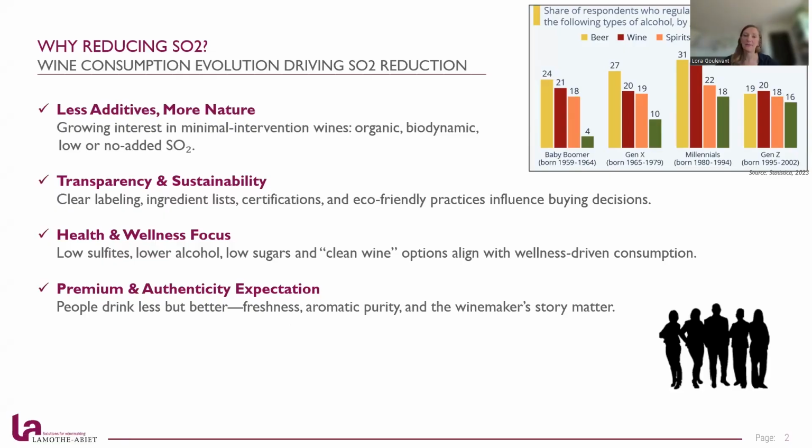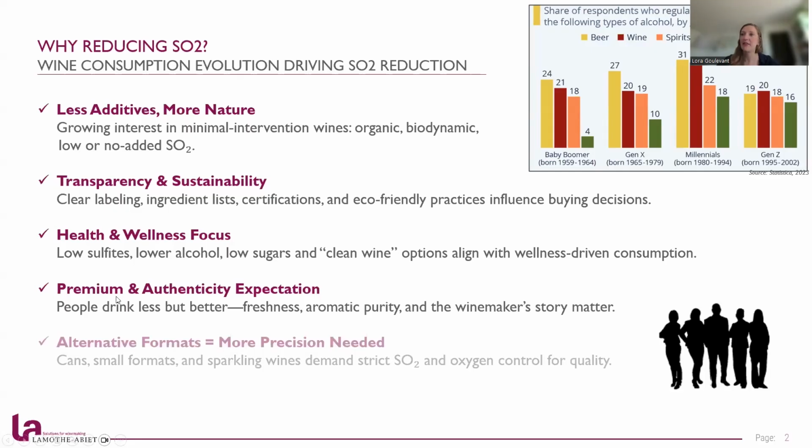And then, as I said, people are looking for drinking less but better, with a focus on more aromatic complexity and freshness, and they also want to learn the story behind the bottles, more winemaker stories, for example. There is also interest in different formats and different types of wine. Canning becomes a new market, as do smaller formats, smaller than the 75 centiliter. We also observed an increase in sparkling wine and rosé demand. These kinds of formats and types of wine demand really strict SO2 control as well as different oxygen management for quality products.